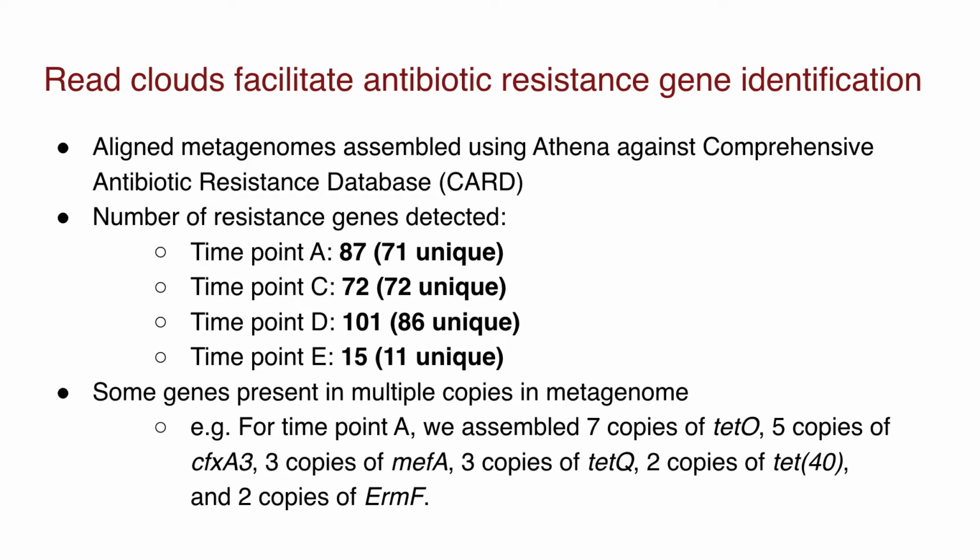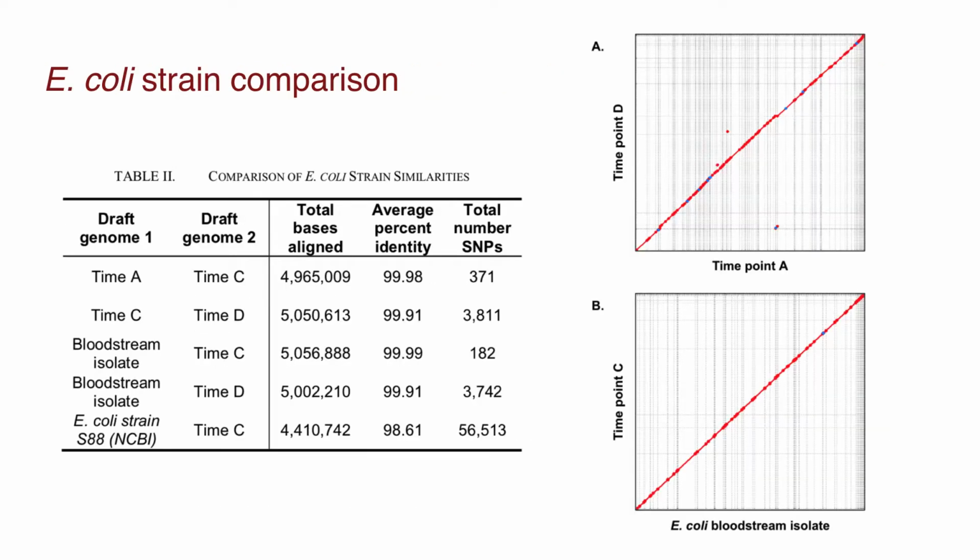Whereas if we looked at our conventional assemblies, these genes were only assembled in 1 copy because of this ambiguity that we talked about earlier, where the assembler has trouble placing repetitive sequences within the correct positions in the genome. So the ability to detect antibiotic resistance genes if they occur multiple times across the same organism or different organisms in a microbiome is one major technological advantage of read cloud sequencing that has major clinical utility.